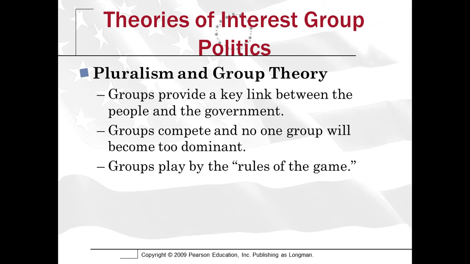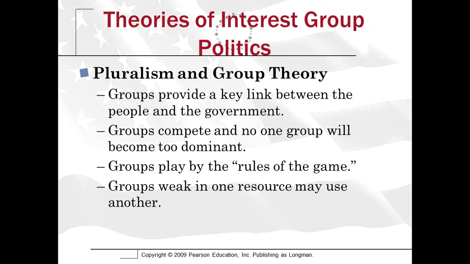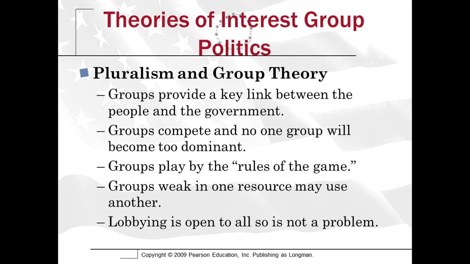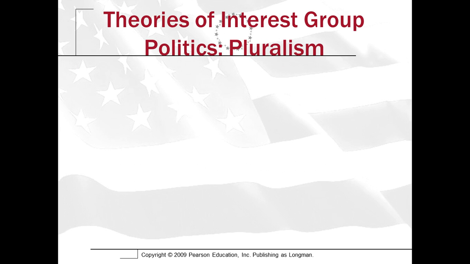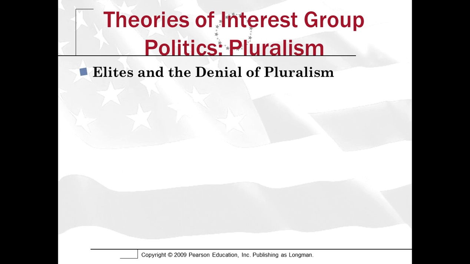Pluralists also argue that interest groups tend to play by the rules. They tend to play fair. They also argue that if a group is weak in one resource, maybe it doesn't have a lot of money, it might be strong in another resource. It has a lot of supporters. And if it doesn't have anything, then it probably shouldn't be impacting the government, a pluralist would tell you. Finally, they argue that any group can lobby the government, so it's just a big competition, and the most worthy groups will win. Kind of a market theory of interest groups.